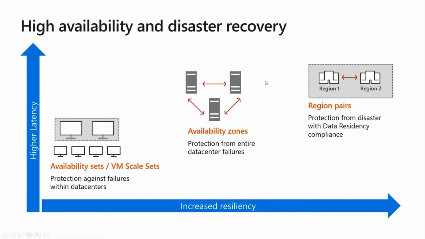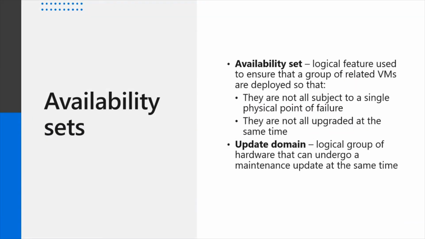And in the same way, if all the zones go down, because the whole region goes down, then you have another region. So it is like increasing protection from disaster with data residency compliance. So your data is resilient, and you have a higher chance of not losing your data, and of course your system.